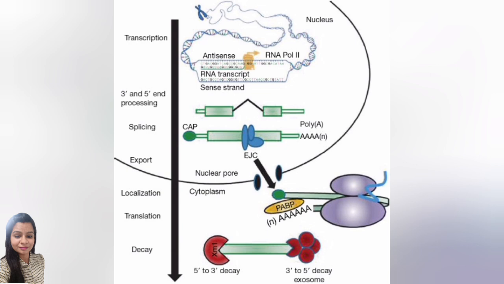Next are the nucleotides. These are the building blocks of RNA, like adenine, uracil, cytosine, and guanine. Fourth are the transcription factors, proteins that help initiate and regulate transcription.